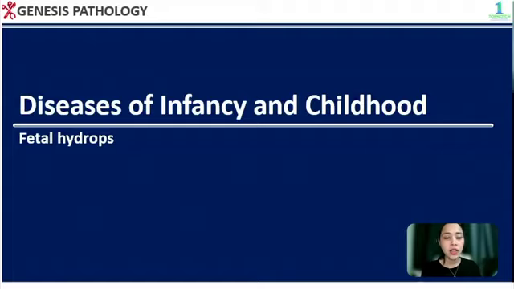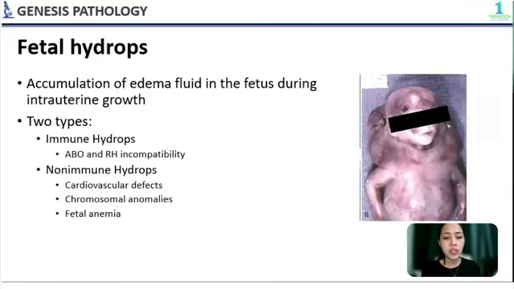So let's now go to fetal hydrops. This refers to accumulation of edema fluid in the fetus during intrauterine growth. So ito yung appearance niya, no? In the past, hemolytic anemia caused by Rh blood group incompatibility was the most common cause.